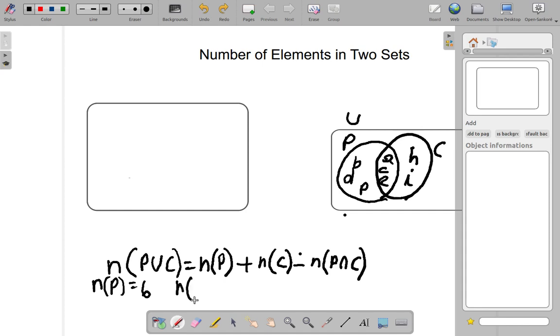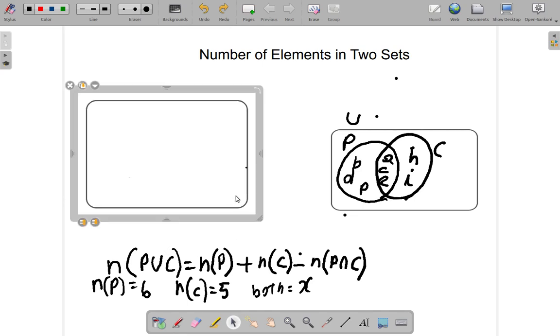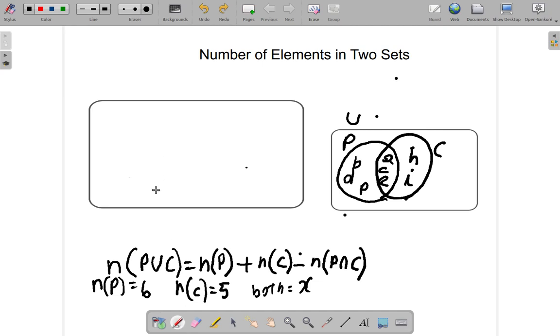The number of elements in C is 1, 2, 3, 4, 5 of them. And the number of elements in both is X. Pretend as if I didn't know this was the case. How would I deal with this? Suppose now I'm told to use a Venn diagram to represent this situation and calculate X.